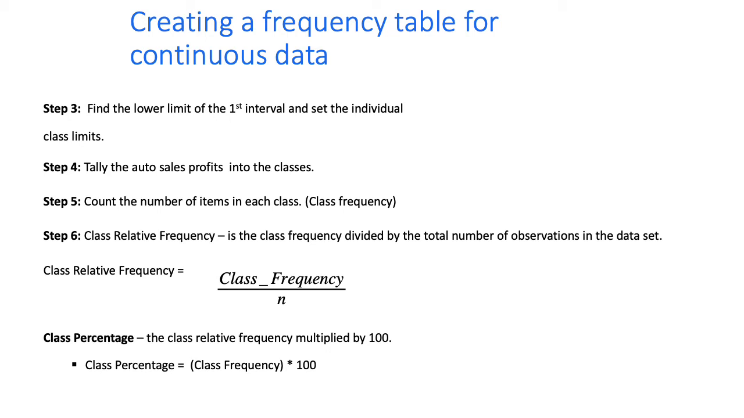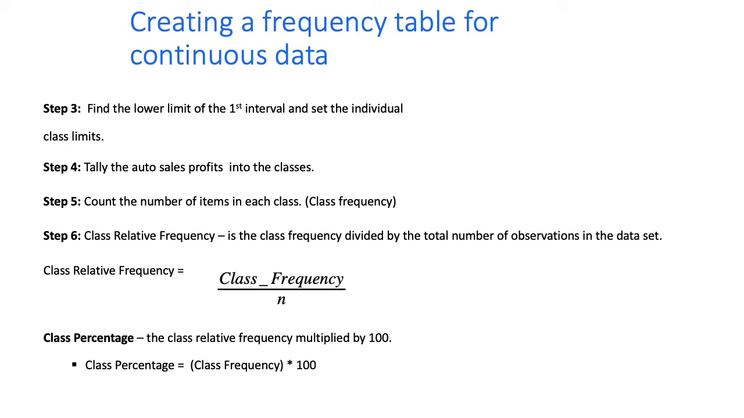After we establish our values, the next step is to tally the auto sales profits into each class. So it's just counting. We count how many are in each class, and we create our frequency. We can also generate a class relative frequency, which is the class frequency divided by n, just like we did before with the relative frequency. And if we want to convert it to percentages, we just multiply that frequency by 100.